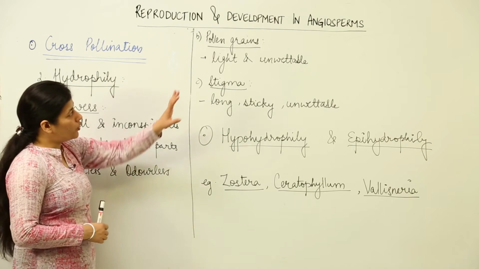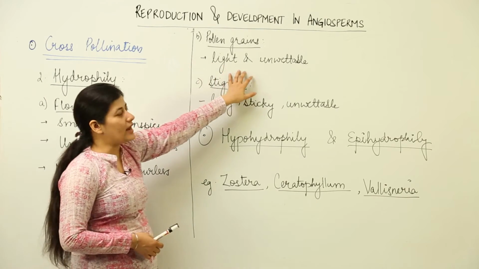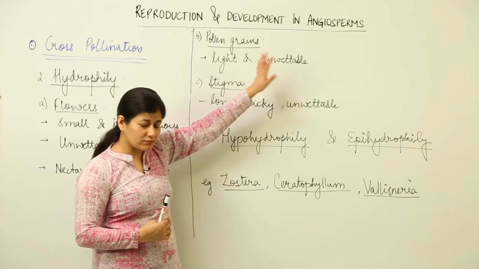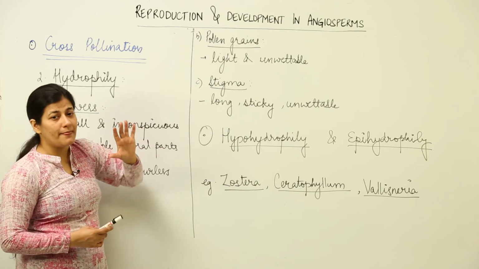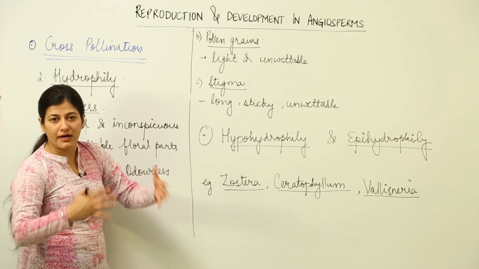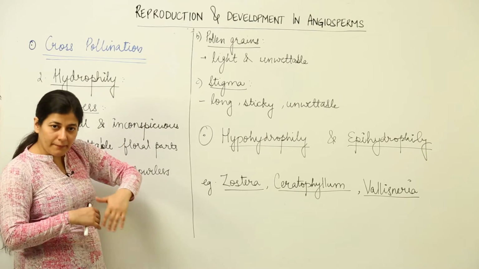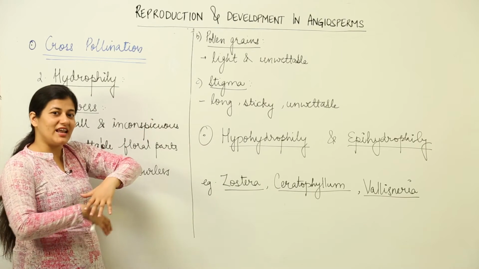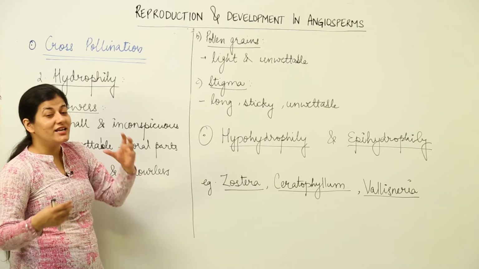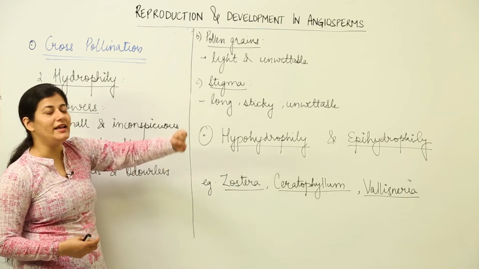Now coming to the pollen grains, what would be the characteristic of pollen grains? They would be light and unwettable. They would passively float in the water currents. Also one thing you have to keep in mind, that completely submerged and partially submerged plants often have their anthers rising to the surface, and they dehisce over there. They burst over there, then the pollens are released. The stigmas of the flowers are often highly elongated.